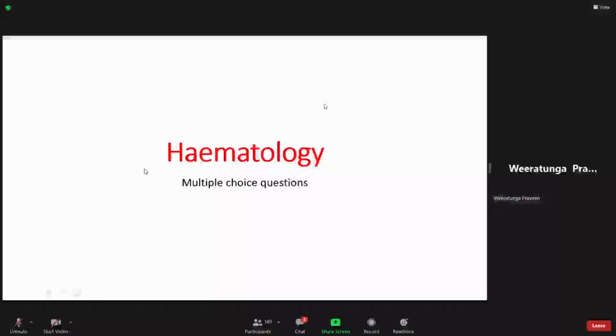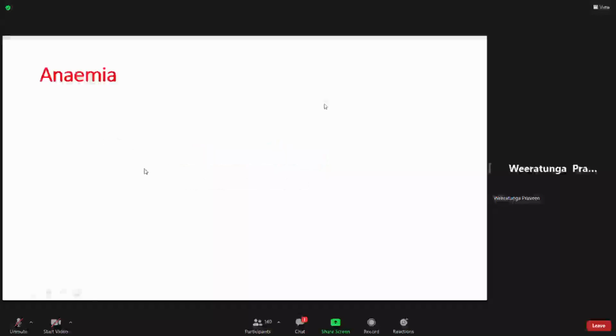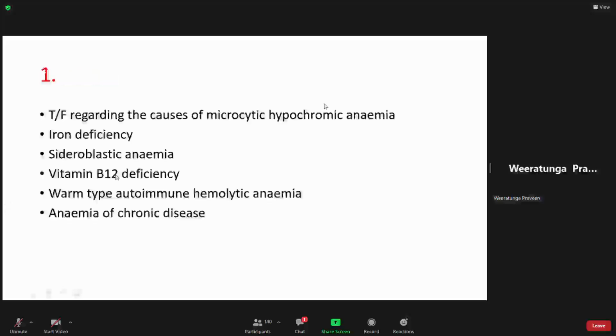So, okay. Hematology. Now, hematology, let's start with anemia. Right. Now, again, we'll be using some of the concepts that we discussed in the long case.